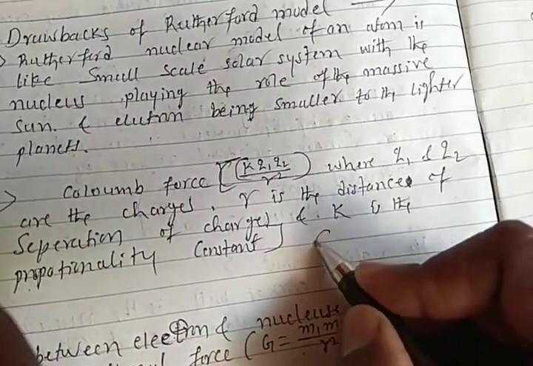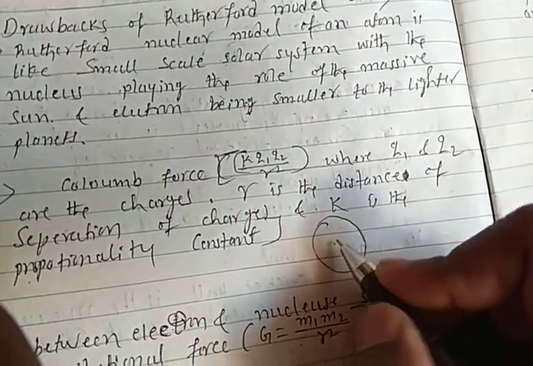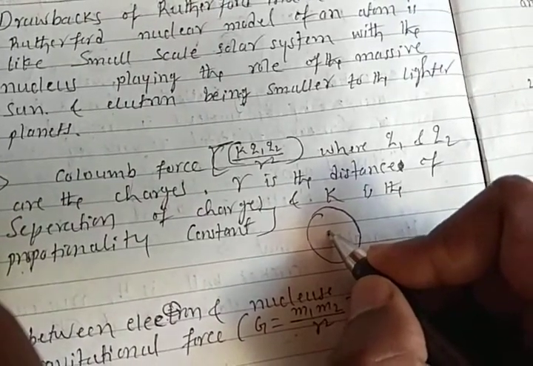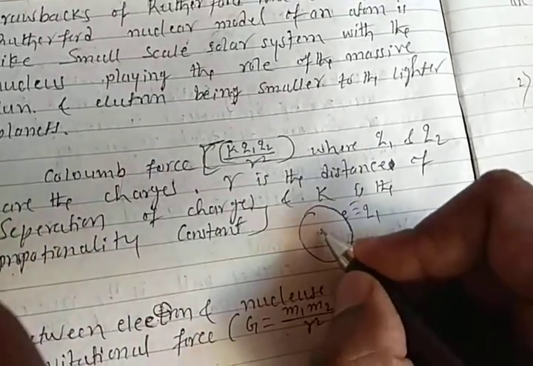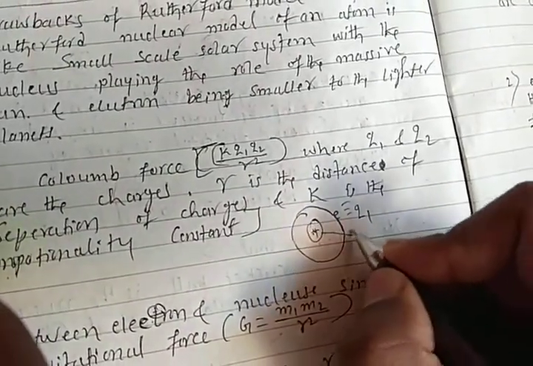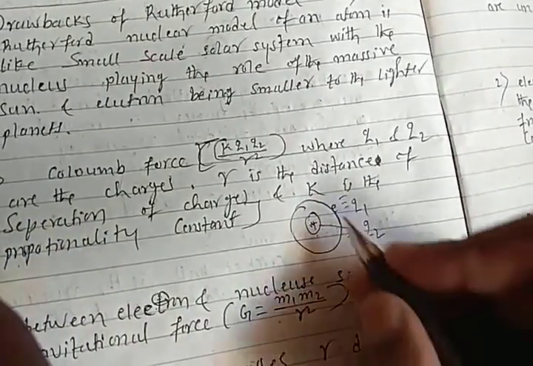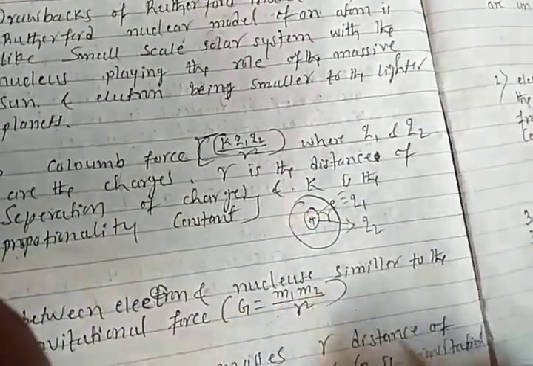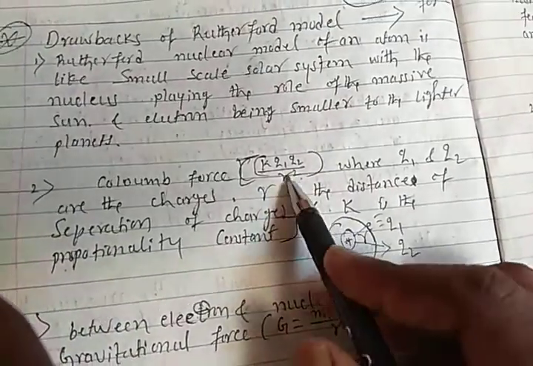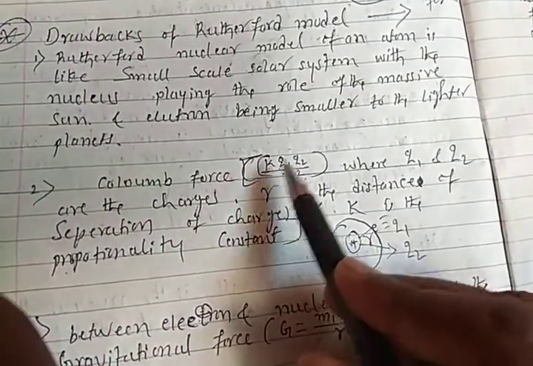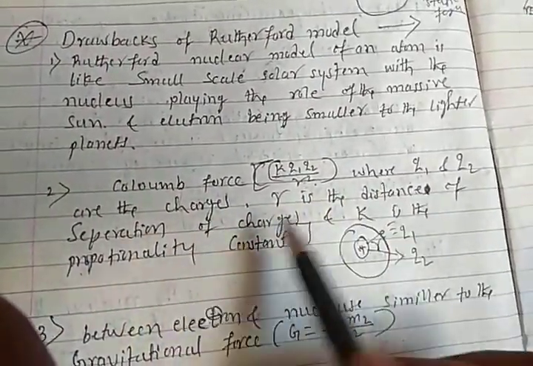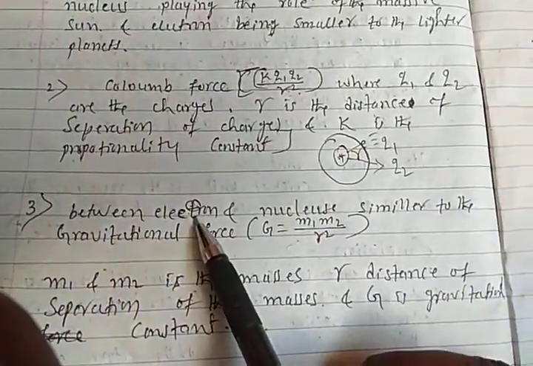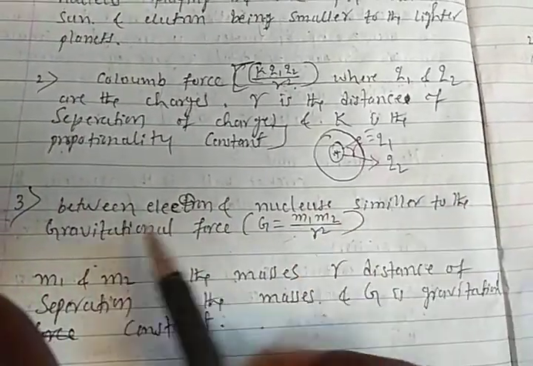Here we have charged bodies, students. The central proton is a charged body, Q2, and the electron is also a charged body, Q1, separated by the radius R. The Coulombic force is K Q1 Q2 divided by R square, where Q1 and Q2 are the charges of the bodies, R is the separation between the charges, and K is the proportionality constant. So the force between the electron and nucleus is similar to the gravitational force.